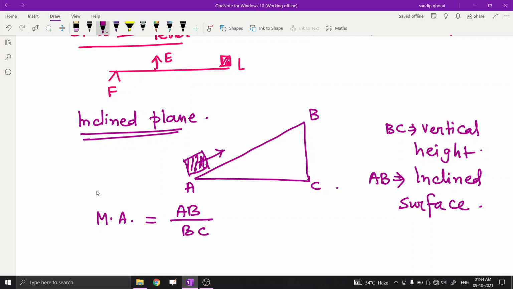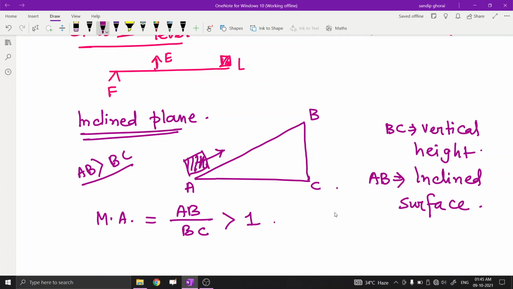And from this figure we always see AB is always greater than BC. That means we can say mechanical advantage is always greater than 1 for an inclined plane. So inclined planes act as a force multiplier. If we use a low force, then we get a large amount of force through the inclined plane and we can do heavy work, or it can be used to lift heavy loads with less effort.